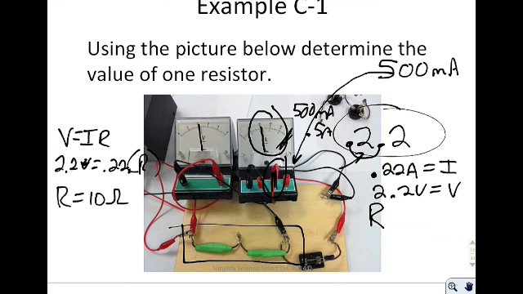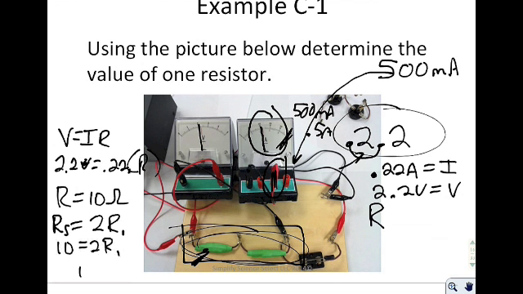Now, if these two resistors were any different, I wouldn't be able to say, hey, this one is 3 and this one is 7, this one is 1 and this one is 9. But since these two resistors right here are equivalent, I can say that the resistance in series is equal to 2R1. Or in other words, 10 equals 2R1, or R1 equals 5 ohms.